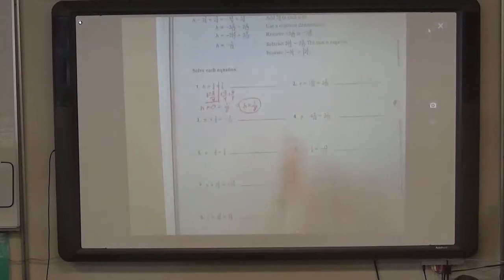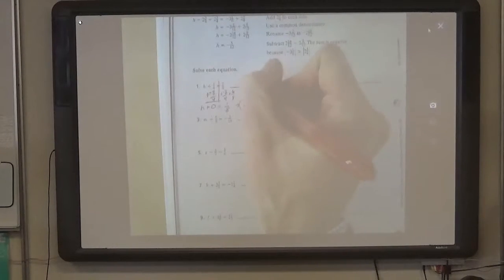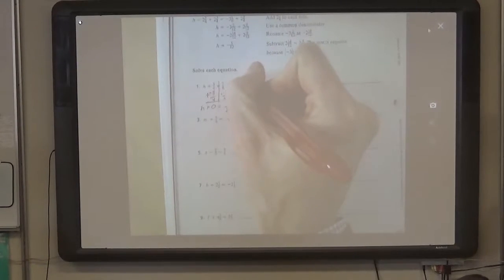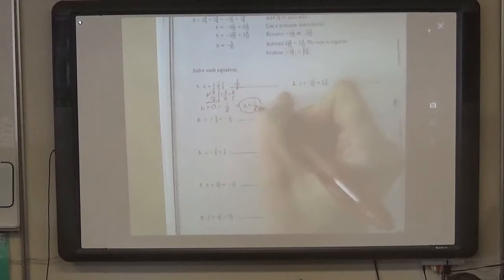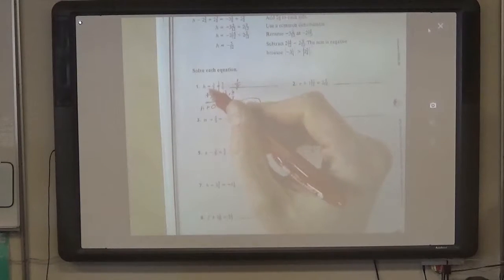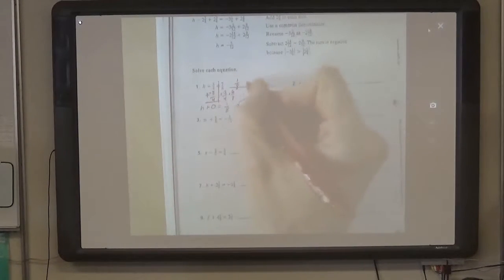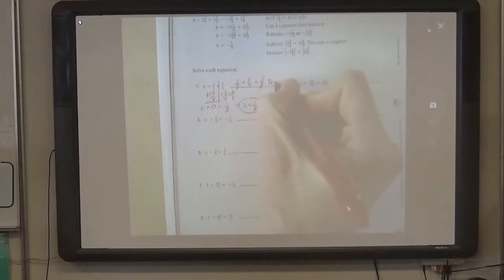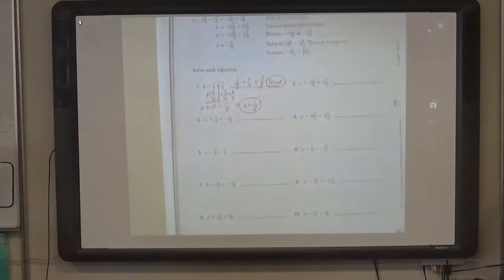And then on the line, write the check. The solution for h is 1/8 plus 3/4, which we know is 6/8, and that equals 7/8. Yeah, you could just do a T for true.